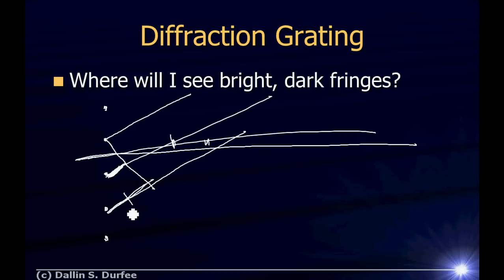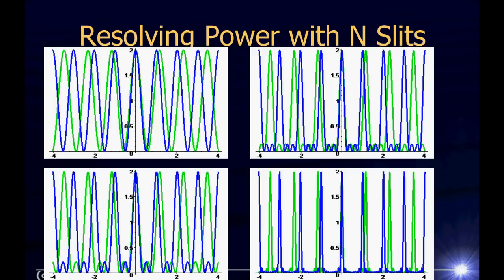So it turns out the places that you see bright fringes, the center of your bright peak, for a diffraction grating, you use the same formula you would use for a two-slit pattern. The point is, the places where I get the peaks is the same whether I'm doing a two-slit pattern, a three-slit pattern, a four-slit pattern, or a diffraction grating with lots of slits. The places where I get my bright peaks is the same.